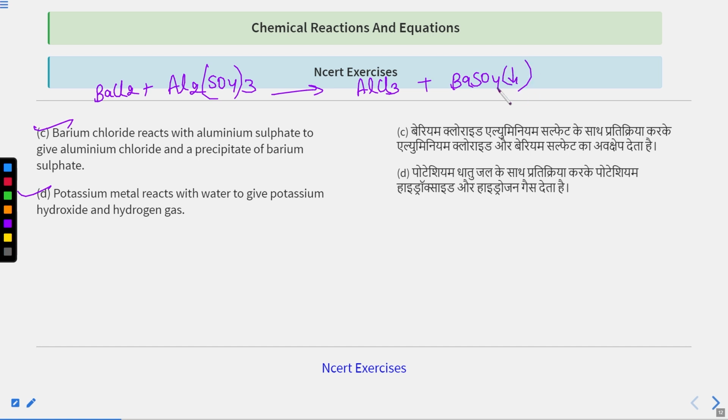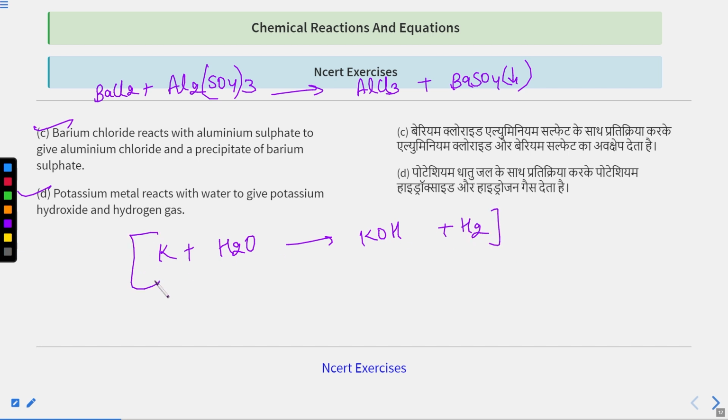According to your grade, if the word precipitate is there, it will be a precipitation reaction, and most probably a double displacement reaction. So this is an example of double displacement. Next is potassium metal, which is K, reacts with water, H2O. It will give potassium hydroxide, which is KOH, and also the release of hydrogen gas is taking place here. So K plus H2O gives KOH plus H2.